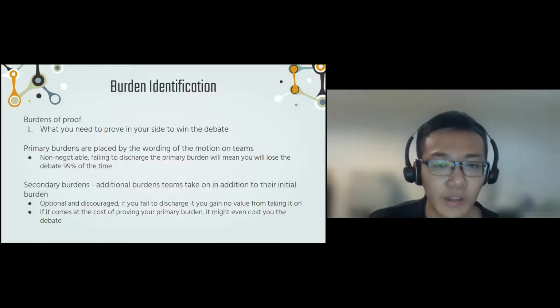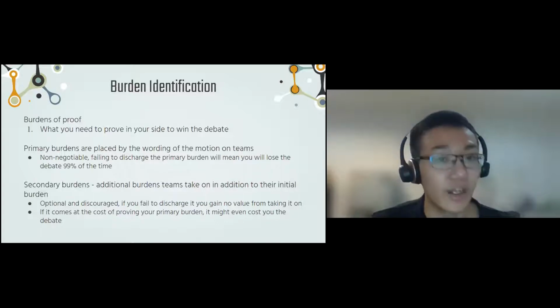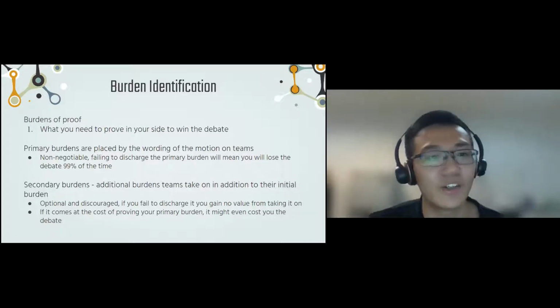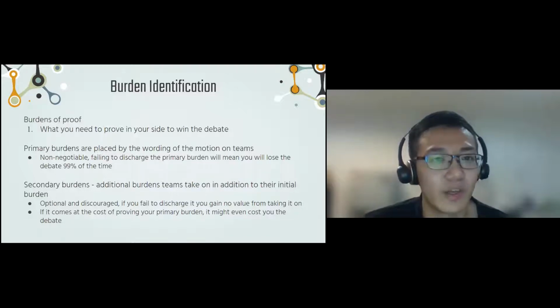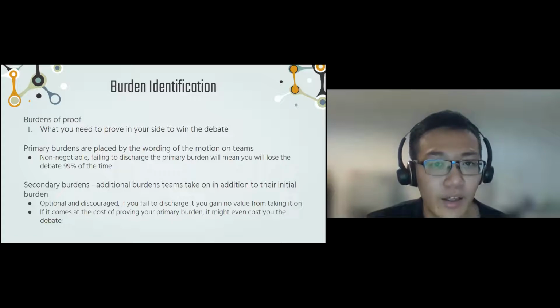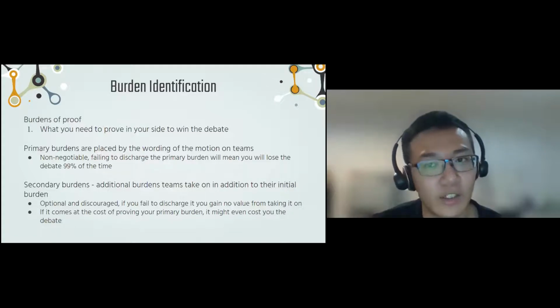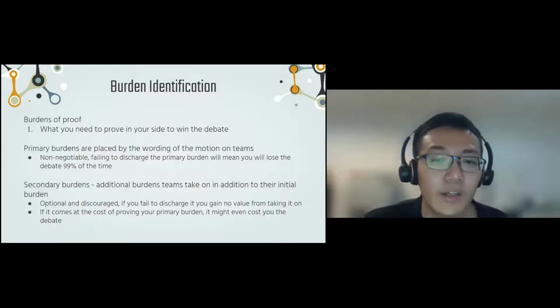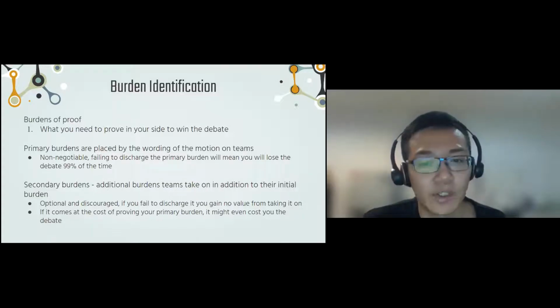With regards to secondary burdens, these are additional burdens that you can take on in addition to your primary burden. I don't encourage teams to take on secondary burdens. Usually you think it is easy to discharge, but the reality is that it's not. And not just do you have to defend your primary burden, which is usually to prove that the benefits outweigh the harms or whatever, but you also need to defend then your secondary burden if you want it to have value in the round.